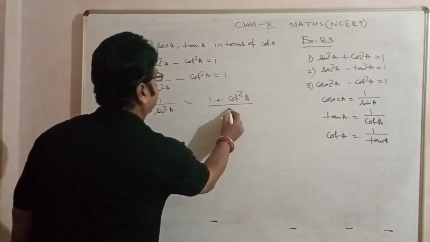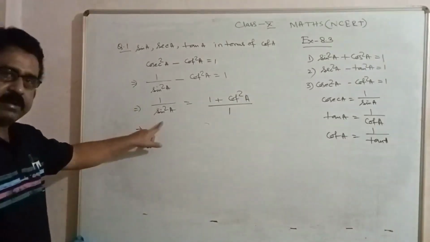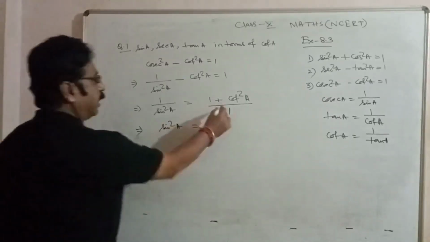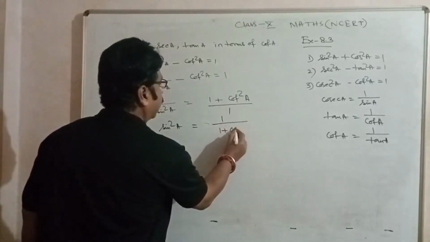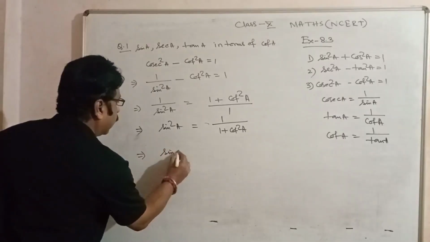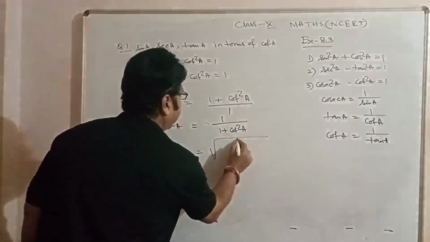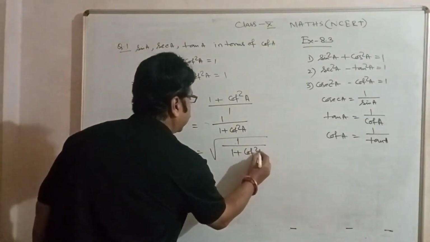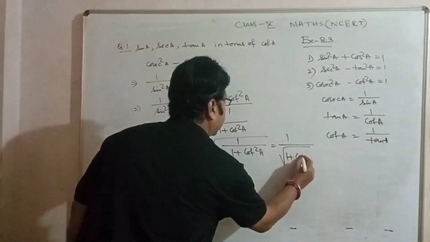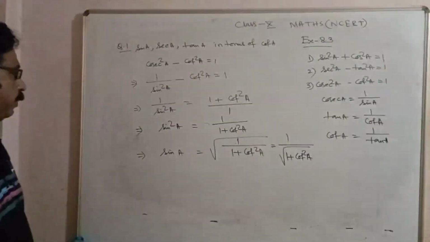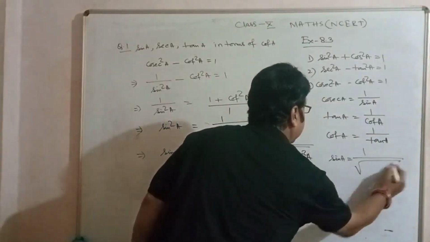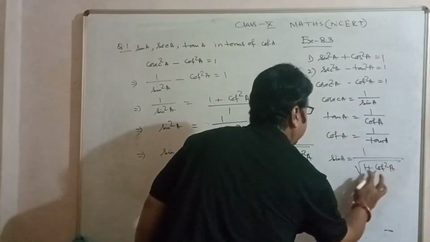Right hand side is 1 plus cot square A upon 1. Left hand side is 1 upon sin square A. If you take reciprocal, then it will be sin square A. Its reciprocal will be 1 upon 1 plus cot square A. Then sin A will be under root 1 upon 1 plus cot square A. That means 1 upon under root 1 plus cot square A. We can note here sin A means 1 upon under root 1 plus cot square A.